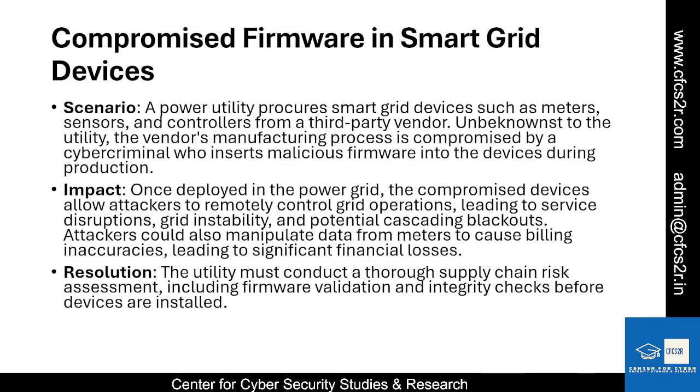So what the impact is, as per the scenario: once deployed in the power grid, the compromised devices allow attackers to remotely control grid operations. The important part is that once it is in the system, it can remotely control the grid operations, leading to service disruptions, grid instability, and potential cascading blackouts. The attacker could also manipulate data from meters to cause billing inaccuracies, leading to significant financial losses.